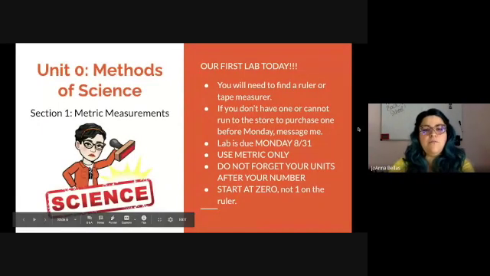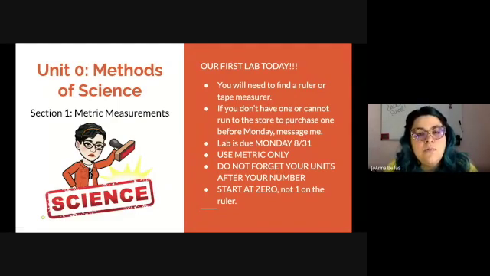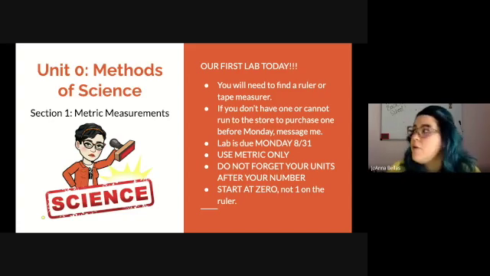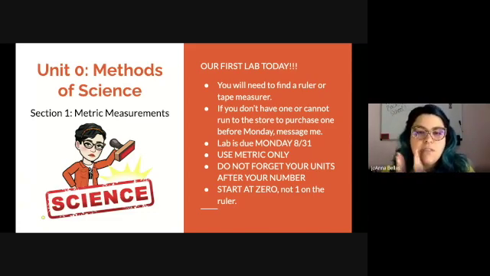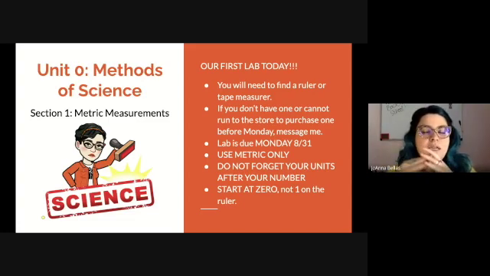Okay, so let me go over the lab before you get started. So we have our first lab for the day. Our first unit, even though it says unit 0, is a review unit. It's methods of science. Section 1 is metric measurements, and that's what we're starting with. So for our first lab today, you will need a ruler or a tape measure. Look around your house, see if you have one, ask an adult. You can either use a ruler like the ones that you can find in school, or a tape measure like the kind that they use in construction, you know, the metal kind that slides out and in.